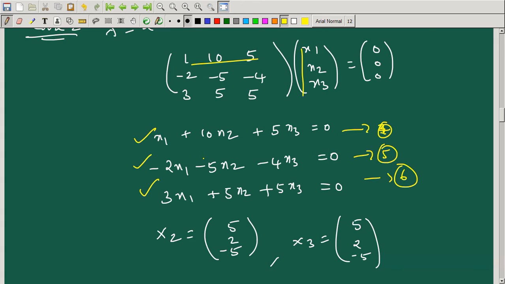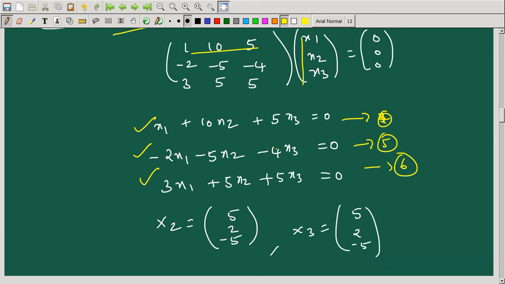The solving procedure is the same as what we did previously. All the 3 equations are linearly independent, which means all the equations are totally different. So the process is the same. If lambda is equal to 2, and you substitute again for x3, you will get the same process. So we write x2 as 5, 2, minus 5, and x3 also 5, 2, minus 5, because lambda is equal to 2 and this is a non-symmetric matrix with repeated eigenvalue. So this is one kind of problem for linearly independent.